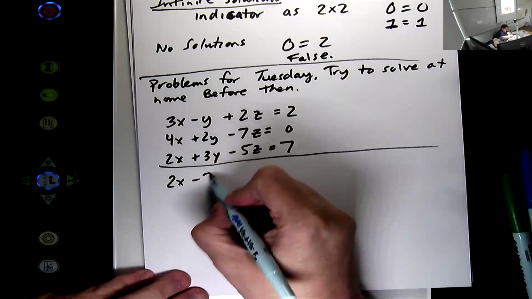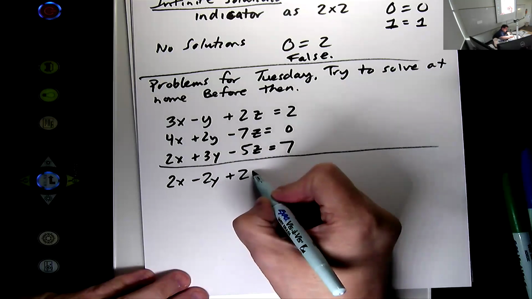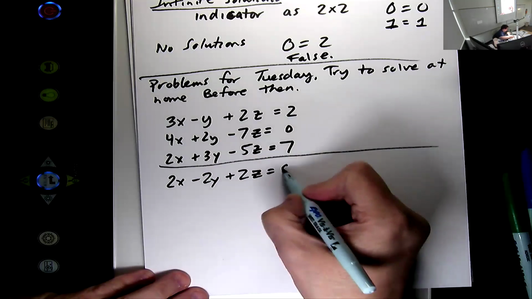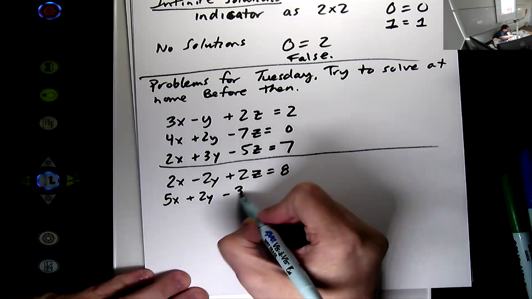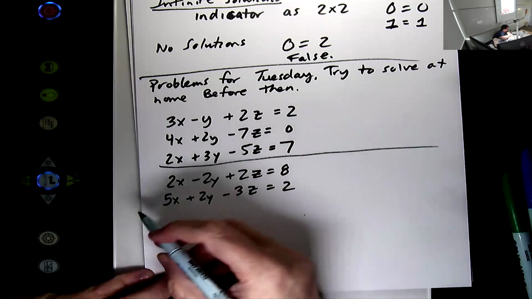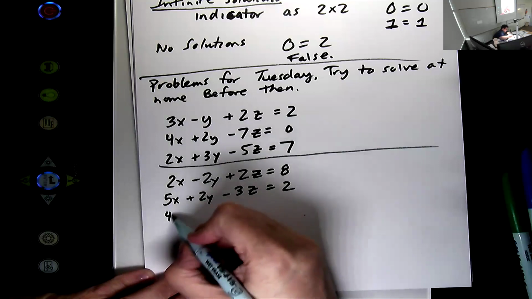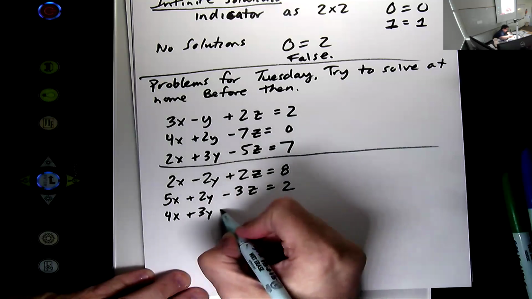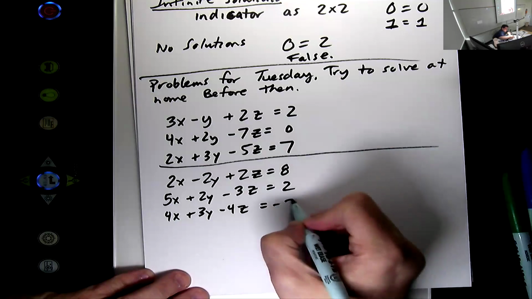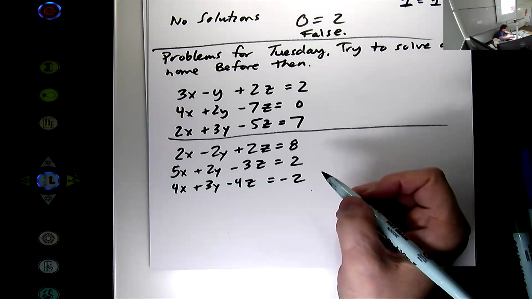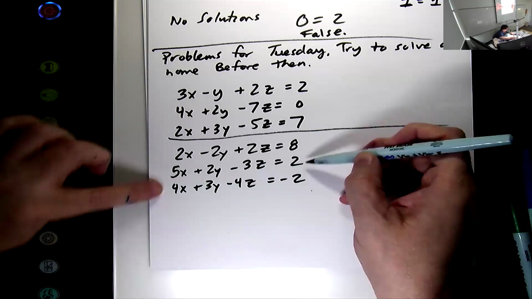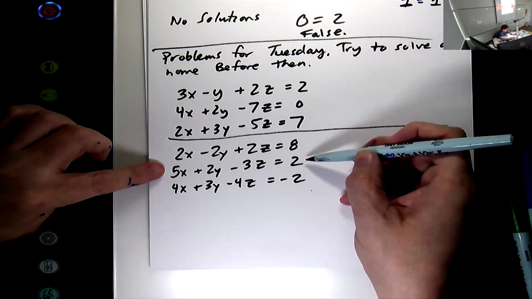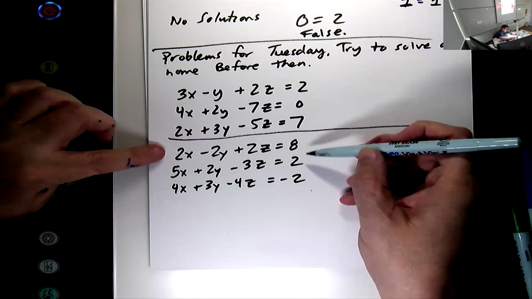Two x minus 2y plus 2z equals 8. 5x plus 2y minus 3z equals 2. 4x plus 3y minus 4z equals -2. Make sure I got all these values right: 4, 3, -4, -2. 5, 2, -3, 2. 2, -2, 2, and 8.